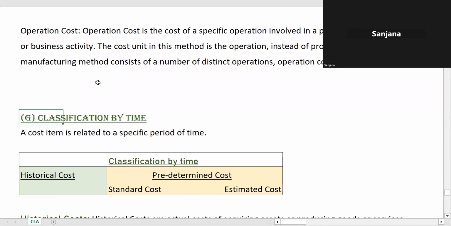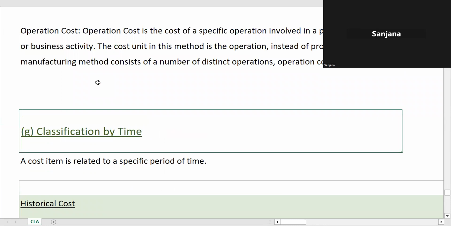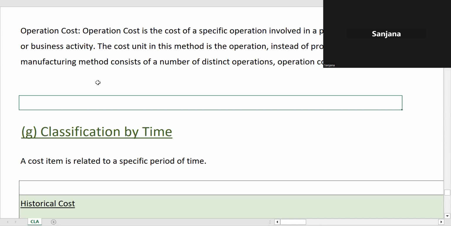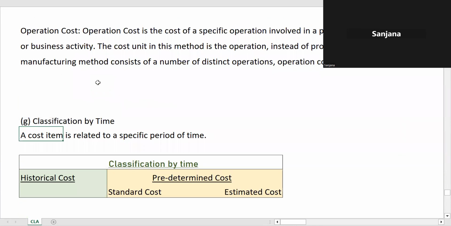Now, the last is classification by time. A cost item is related to a specific period of time. So different things are related to different periods of time. Some are not related to a period of time. What is not related to a period of time? Say, for example, your materials and manufactured products are not related to a period of time. So now what are the costs which are related to a period of time?